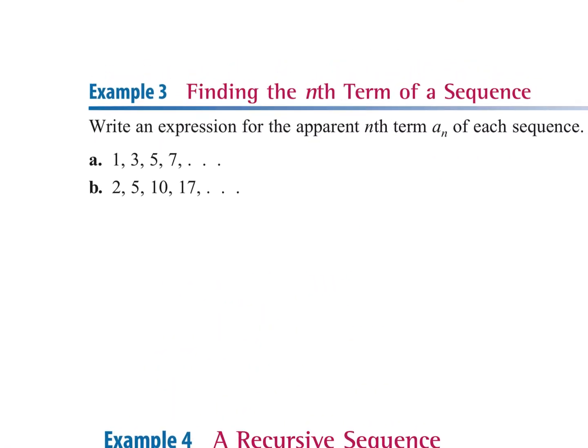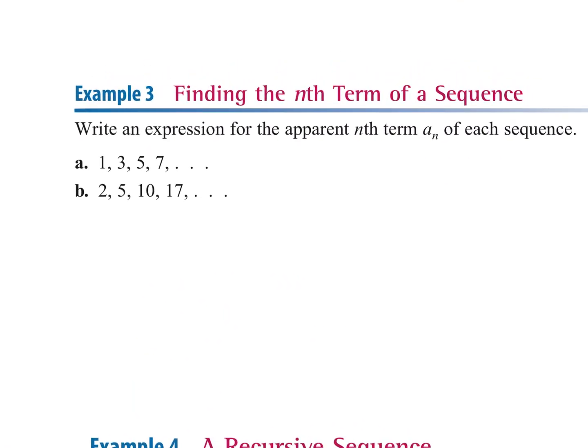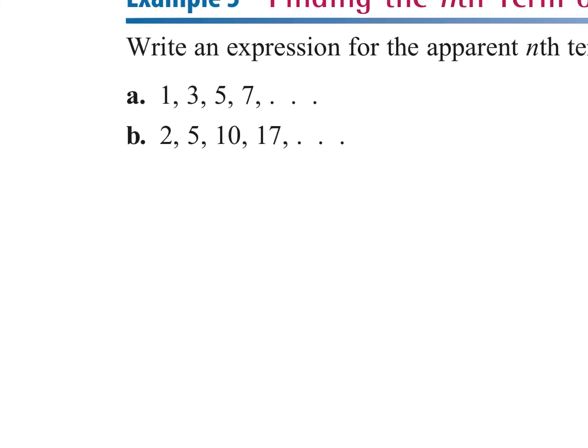All right, example 3. We have to write an expression for the apparent nth term a sub n of each sequence. So we're coming up with the equation like example 1 gave us. So it gives us the first 4 terms. We have to come up with the expression. So my first 4 terms are 1, 3, 5, and 7.